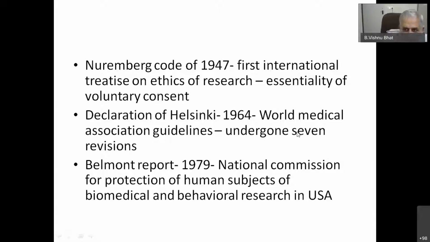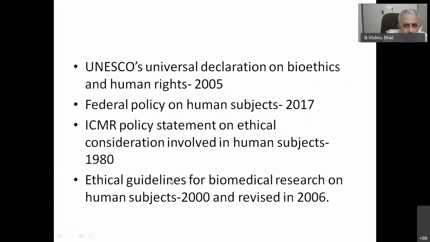This went on with 7 revisions. Finally, we got the Belmont Report in 1979. It is by the National Commission for the Protection of Human Subjects of Biomedical and Behavioral Research in USA, and this is the basis on which all other recommendations have come. Of course, it has gone through many changes over the years. So UNESCO's Universal Declaration on Bioethics and Human Rights came into existence in 2005. Federal Policy for Human Subjects in 2017. These are all modified based on the earlier recommendations.